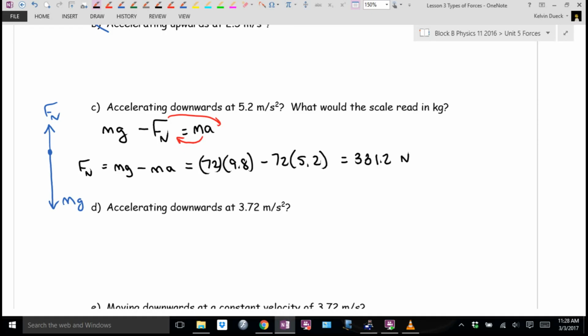Divide by 9.8. So let's call this part B, 331.2 divide by 9.8. This person would feel like they had a mass of how much? Can I go 33.8? They would feel less than half their weight.